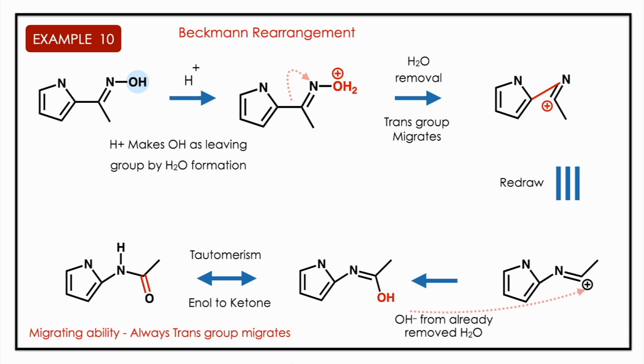It is attacked by OH minus from the water. So you get the enol form. Enol can be converted into ketone by tautomerism. So the final product is a side chain amide there. The concept outlined here is that even pyrrole can be a migrating group in Beckmann rearrangement.